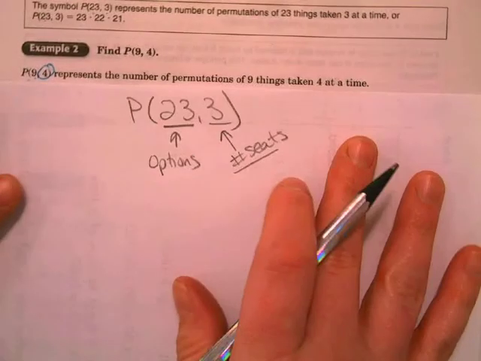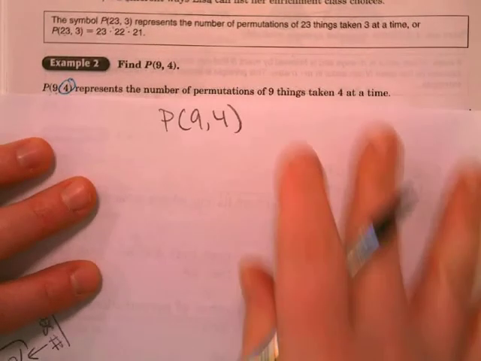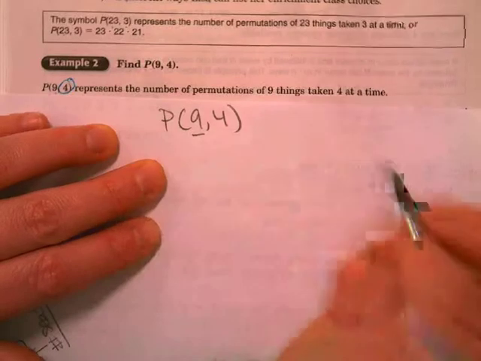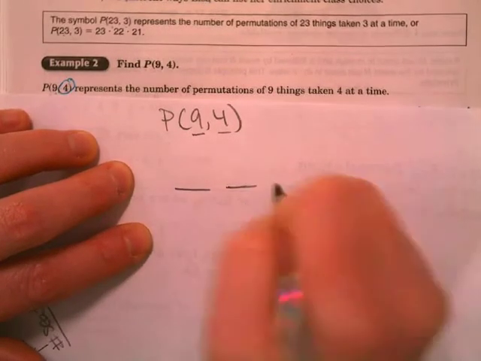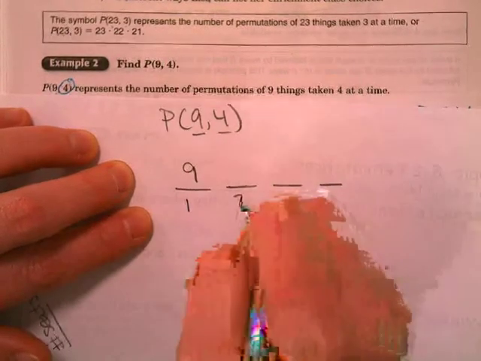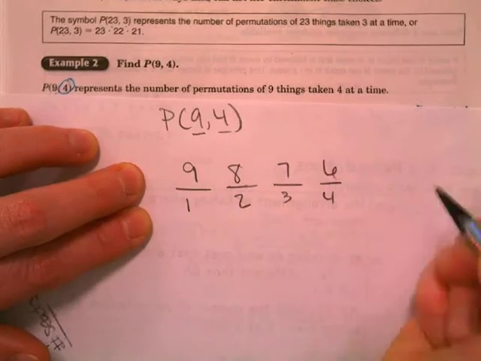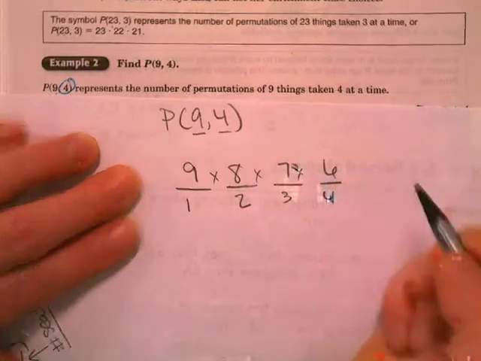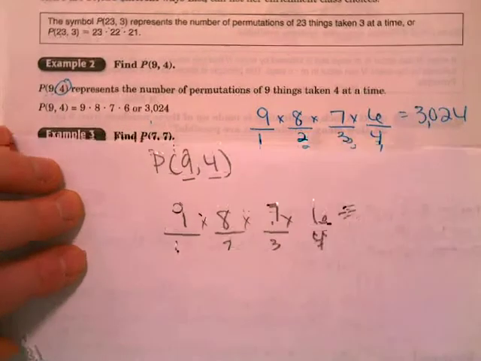All right. So let's look at this example here. We're using the notation permutation of 9 and 4. So this is telling us that we have 9 things taken 4 at a time. So my 4 slots, my 4 seats, 1, 2, 3, 4. Seat number 1, I have 9 options. I've used 1, so now I only have 8, 7, 6. And when I go through and I multiply 9 times 8 times 7 times 6, I get 3,024.